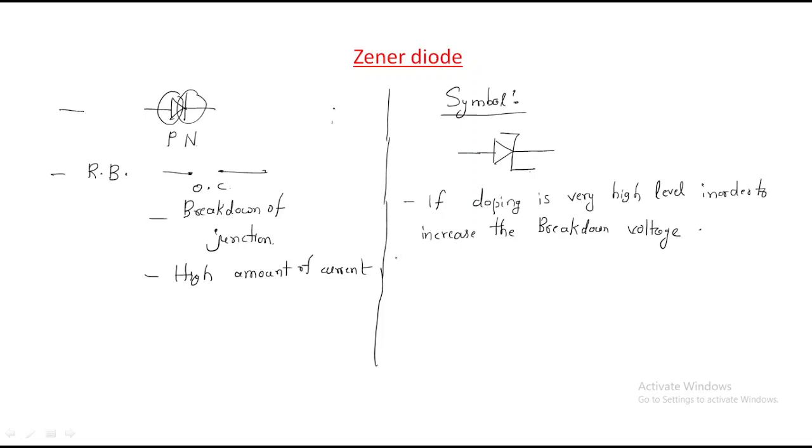So in this area, in the reverse bias condition, when the voltage goes beyond the GNR voltage, the GNR diode will act as a voltage regulator.